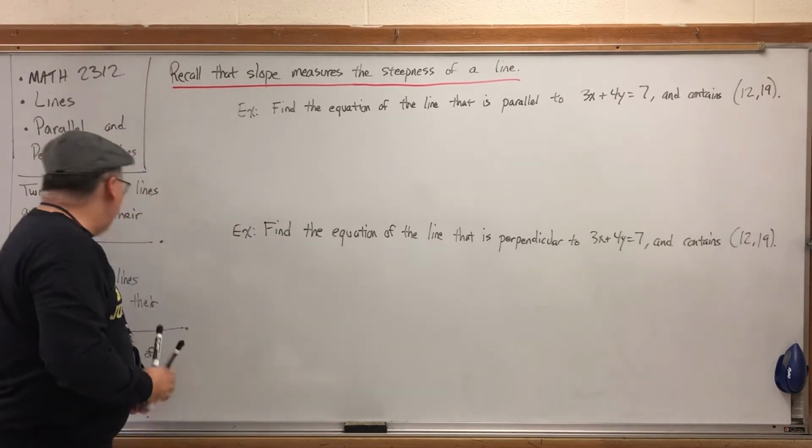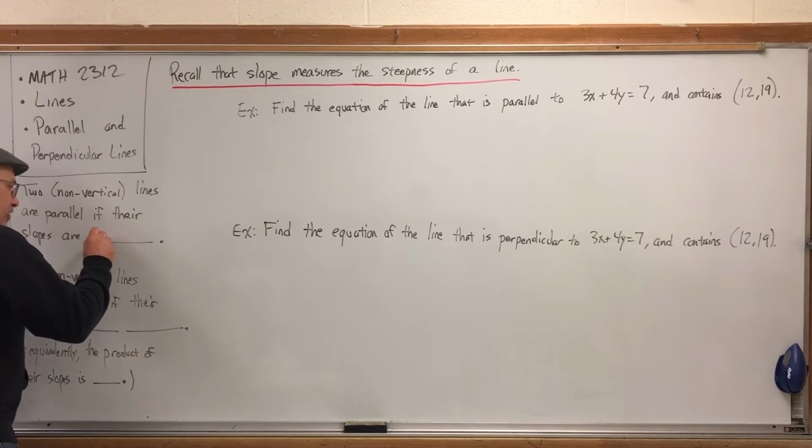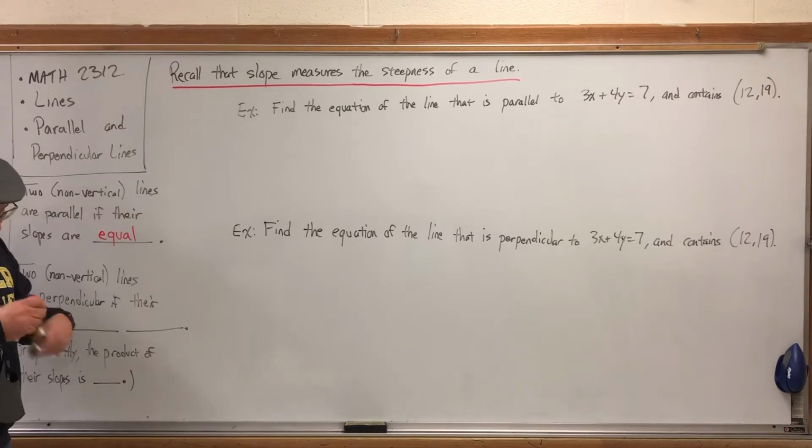So we can say that two non-vertical lines are parallel if their slopes are equal. And you may be wondering why I put the word non-vertical in there. Well, if a line's vertical, what's its slope? That's a trick question. If a line's vertical, the slope is undefined.